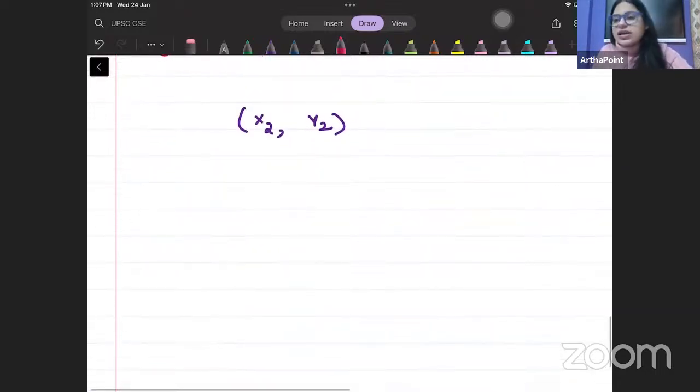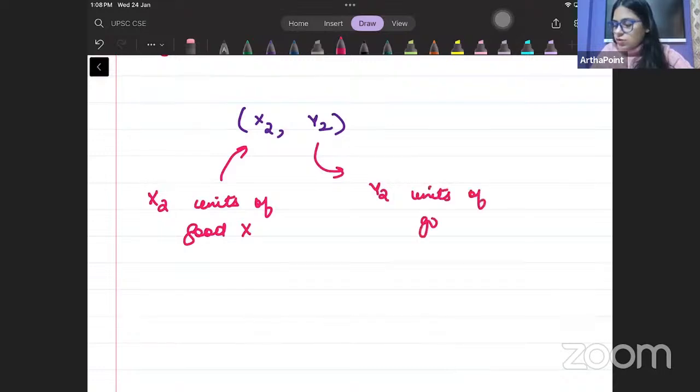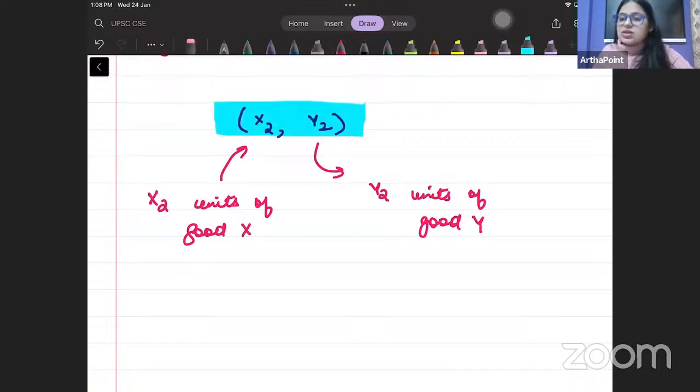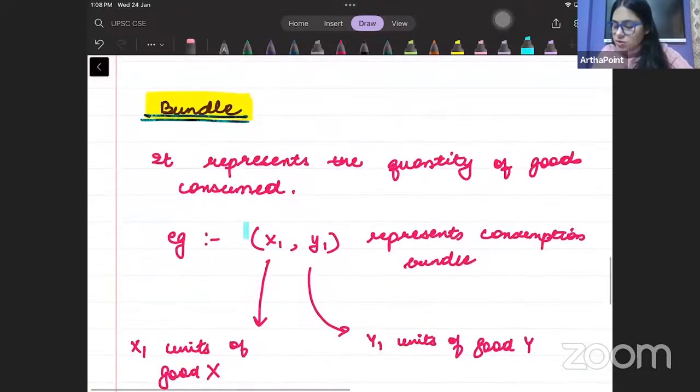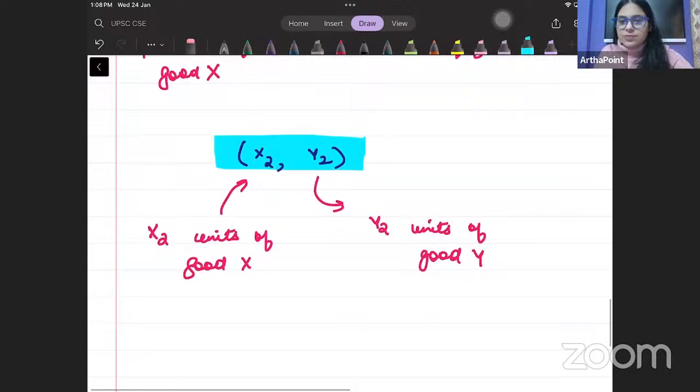अगर मेरा consumption bundle x2, y2 है, then I am consuming x2 units of good x and y2 units of good y. So basically, the consumption bundle represents the quantity that you will be consuming, quantity of the two goods consumed. कितना good x consume कर रहे हो और कितना good y, that represents consumption.